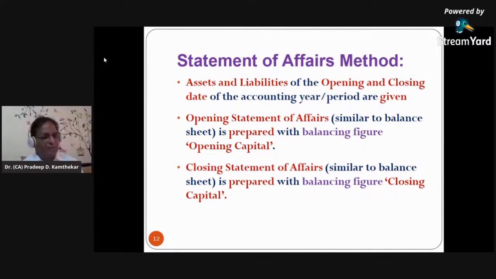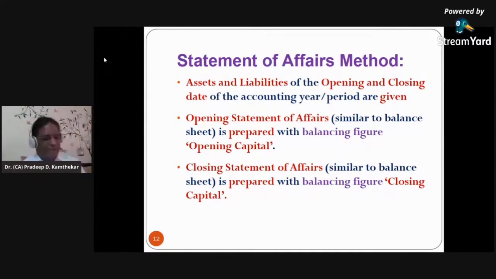Why is it called a statement of affairs and not a balance sheet? The basic difference between the two is this. A balance sheet always tallies on its own. So a balance sheet never ever has a balancing figure. Whereas a statement of affairs, though it looks like a balance sheet, is not a balance sheet because it will always have some figure as a balancing figure. That we'll see in the later slide.